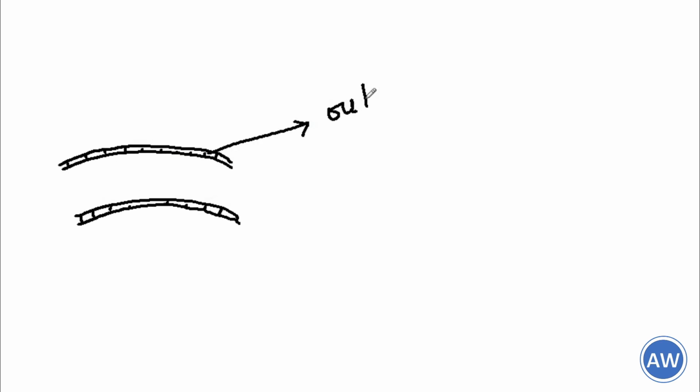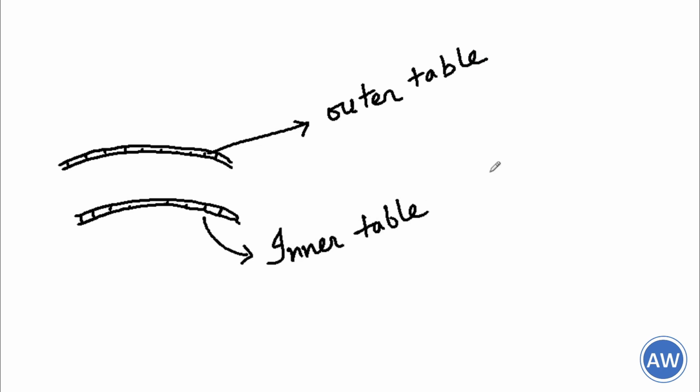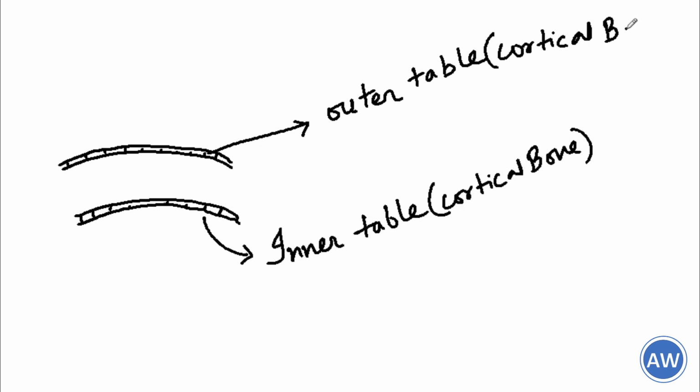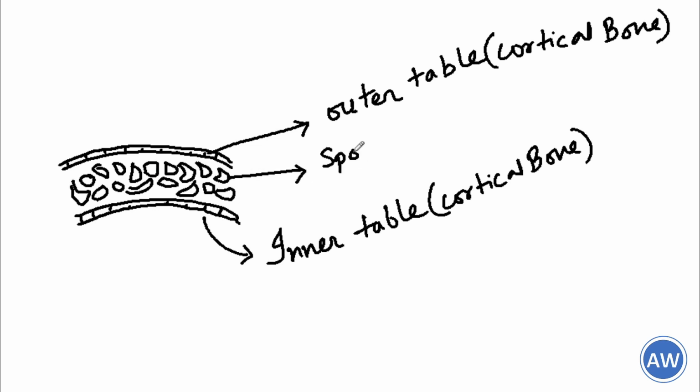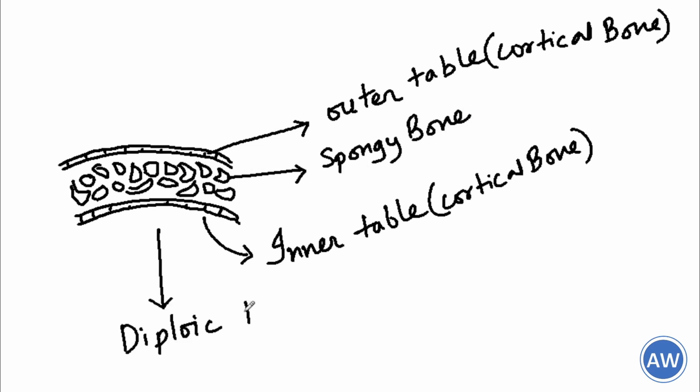The third variety, that is the diploic bone, consists of an outer and an inner table of compact bone with spongy bone in between. These spaces within the spongy bone consist of bone marrow and some veins. Most of the cranial bones are diploic bones.